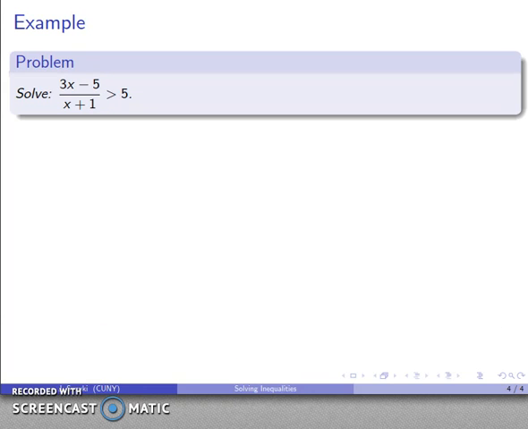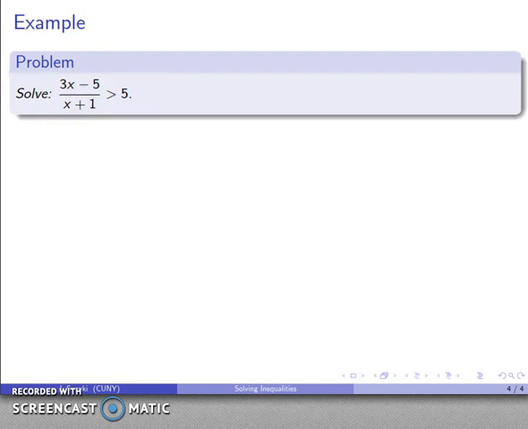All right, let's take a look at another problem. Solve (3x minus 5) over (x plus 1) greater than 5. A little bit of analysis goes a long way. Over on the left-hand side, remember the fraction bar is a grouping symbol. Do the stuff up top, do the stuff on the bottom, then divide.